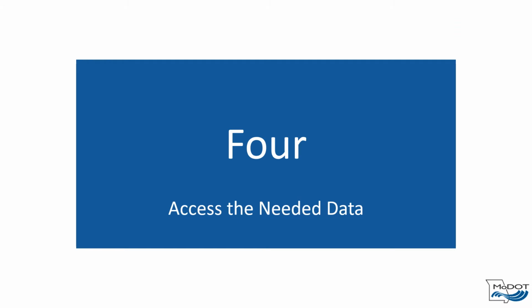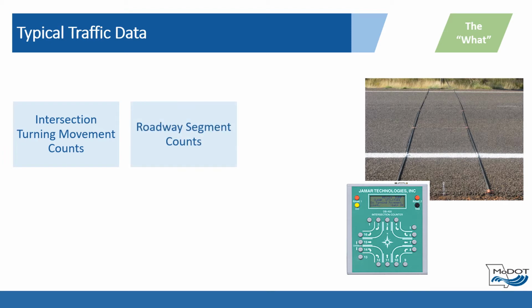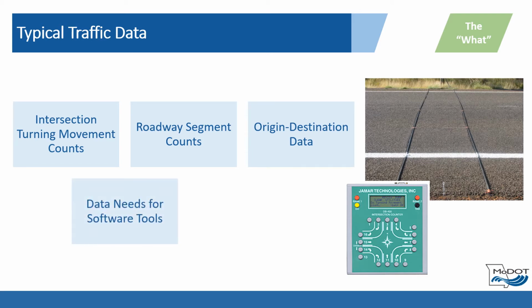Once you've determined which type of data the project needs, it's time to collect the data. There are 5 types of typical traffic data used for projects. They are turning movement counts, roadway segment counts, origin-destination data, data needs for various software tools, and the determination of vehicle classifications that will be used for traffic and safety analysis.